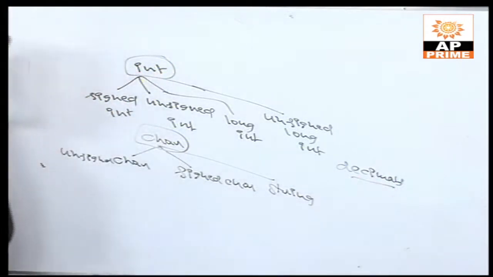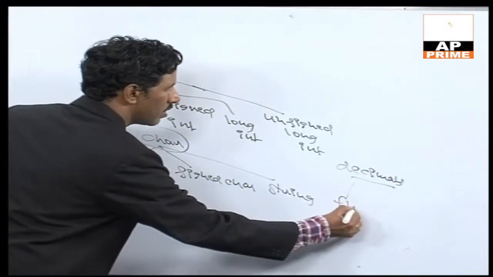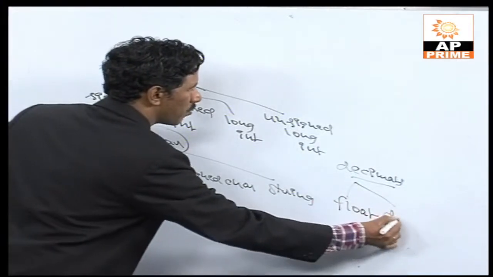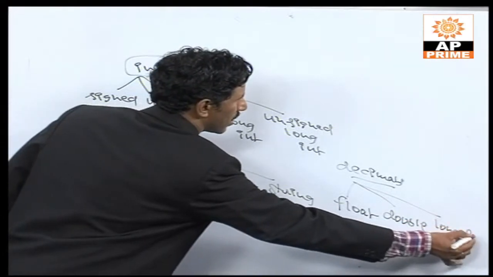Decimal data types I discussed. Which are the decimal data types I have? Float. And what is one more? Double. What is one more? Long double.